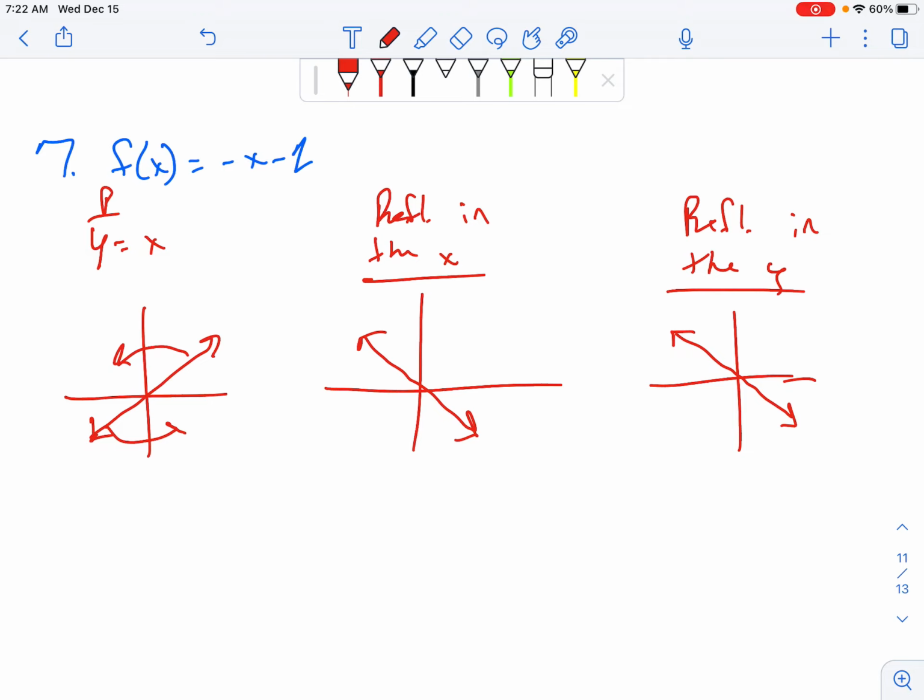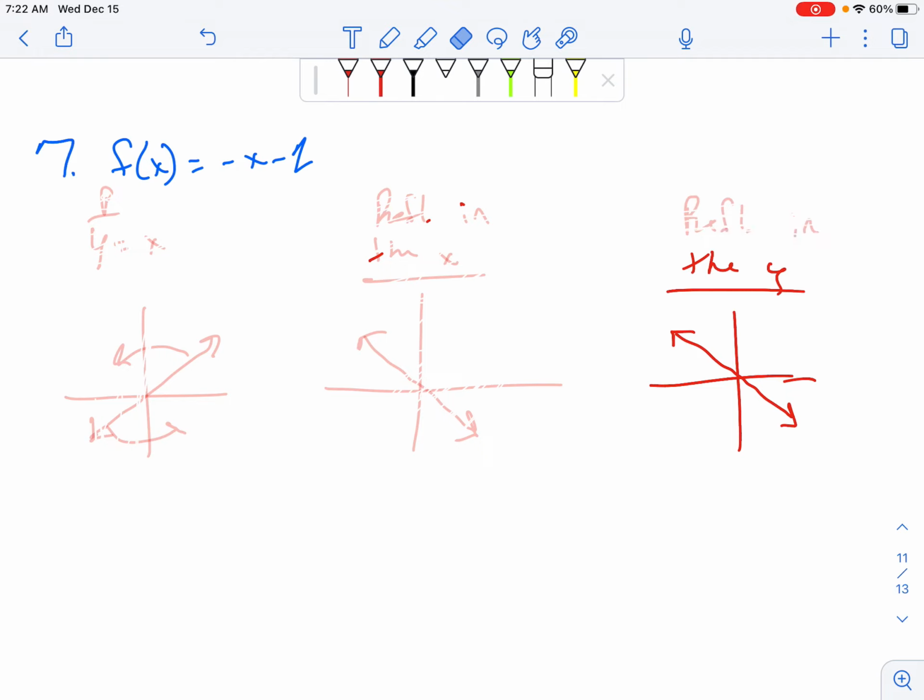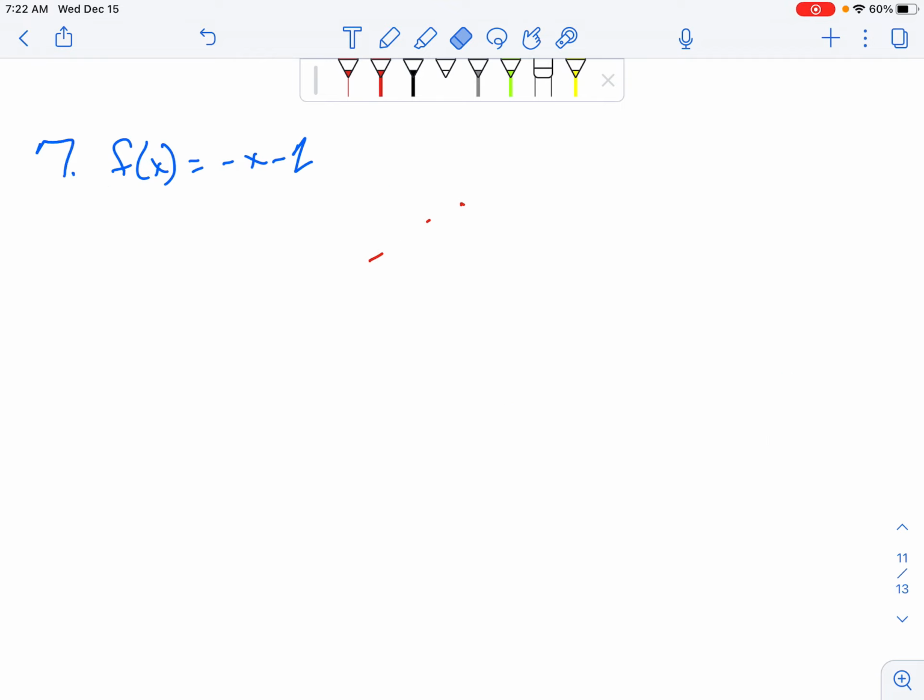So when it comes to our lines, because this is a linear equation here, really a reflection in the x and a reflection in the y are the same thing, or have the same effect. Now, when we look at these problems and we're trying to decide maybe what order things happened in or something like that, then we can think about it like this.